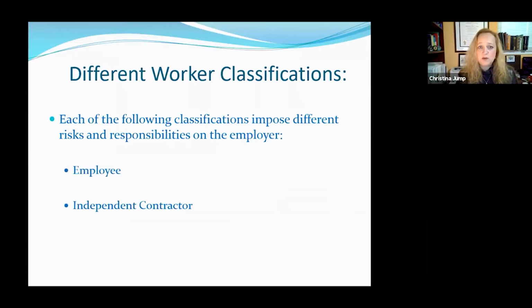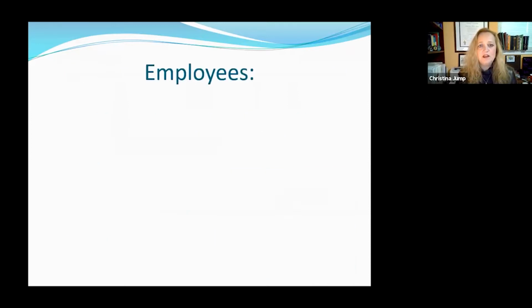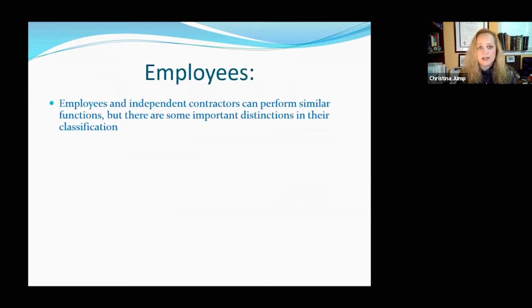An individual who does work for an entity can be considered either an employee, an independent contractor, or a volunteer, depending on the duties they perform, the restrictions that are placed upon them, and how much freedom they have. So let's look at employees first. This is the biggest category. This is, regardless of how you label it, what most people are. Employees and independent contractors perform similar functions, but there are some important distinctions to keep in mind.